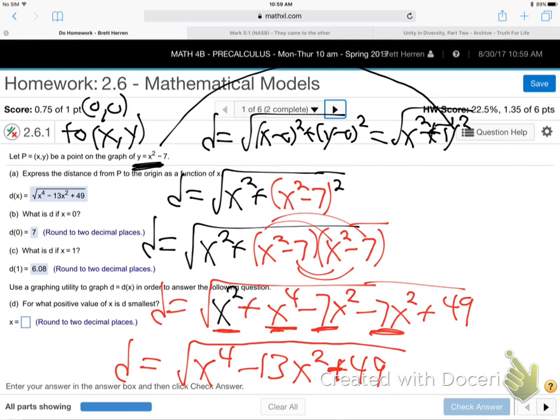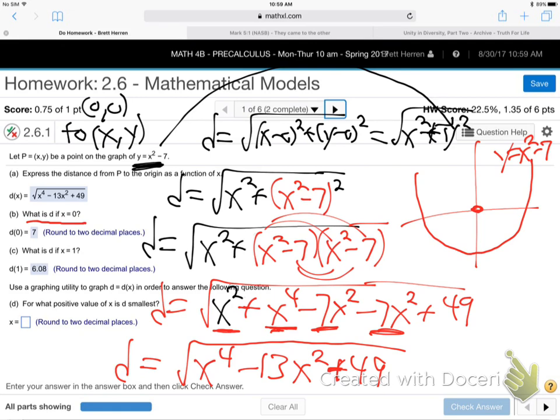Good to there? So far so good? So I just FOILed out the (x squared minus 7) squared and gathered like terms. So that's, what is that? That's the distance. That formula represents the distance from any point on the graph y equals x squared minus 7 to the origin. Pick any point you want, give me the x value, and we'll do it. So now look what it says in part B. What is D if x equals 0? What are they talking about?